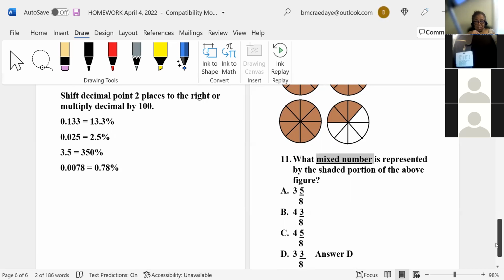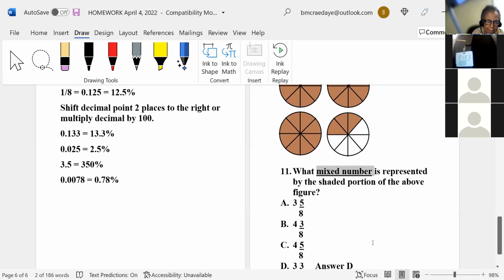And notice your answers. You didn't see 3/8 as an answer. You saw 3 and 5/8, 4 and 3/8, 4 and 5/8, 3 and 3/8. Your answer was not a choice, right? So that tells you right there your 3/8 is wrong, because it's not one of the choices. It's got to be a mixed number. That's your clue. A mixed number means a whole number and a fraction. These three completely shaded ones are the whole numbers, and this partially shaded one is the fraction.